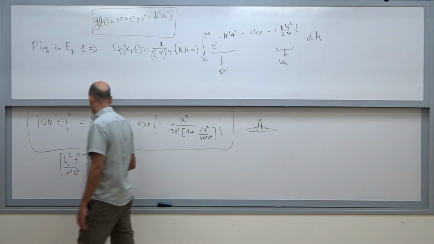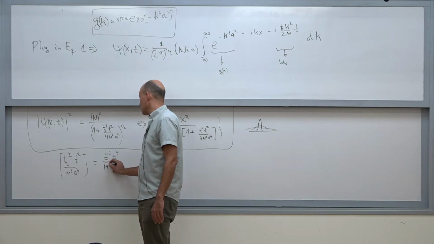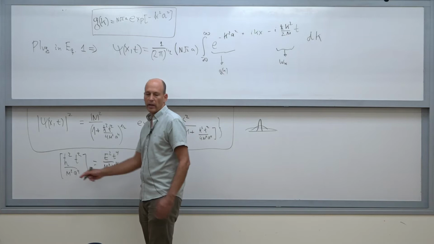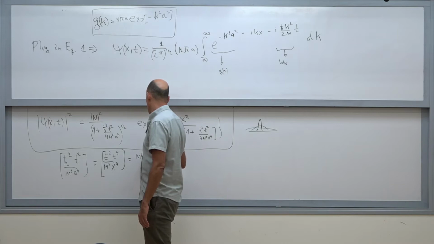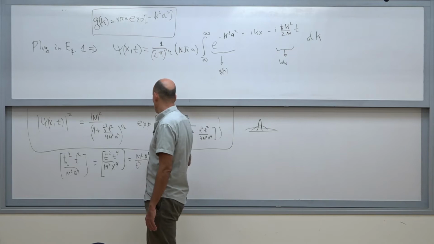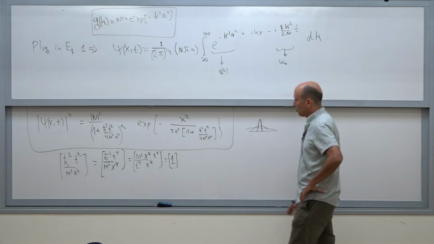Well, h bar is energy times time, so h bar squared t squared is energy squared t to the 4. Here I have m squared, and a to the 4, let's call it x to the 4. X is like a. A is meter or whatever, in the usual way people use notation. So this is energy squared t to the 4 over m squared x to the 4 t to the 4. All this from the point of view of units is the same as the units of a number 1, for example. So at least I didn't make a mistake, and this guy is dimensionless as it should be.